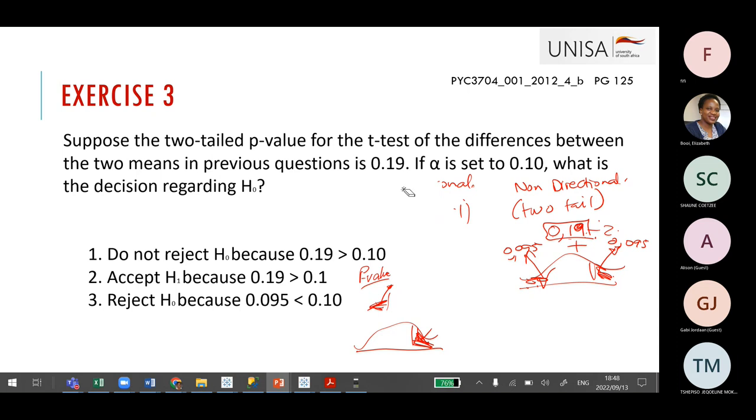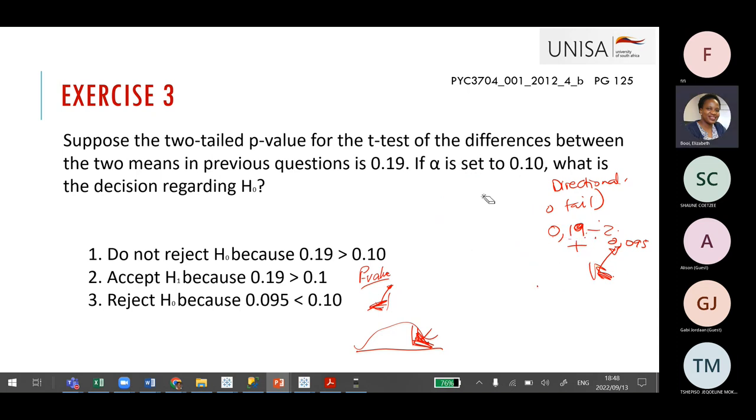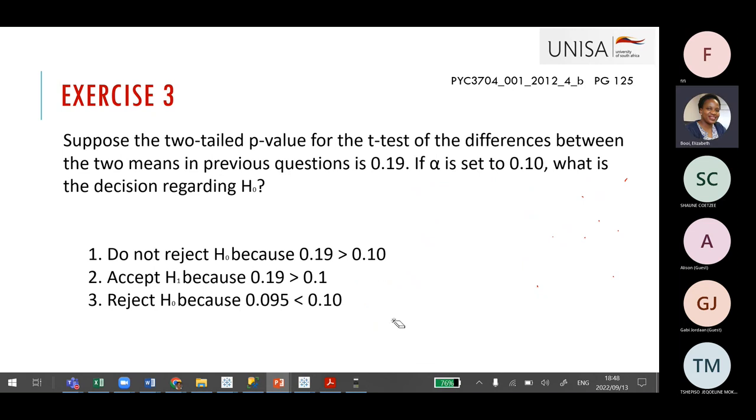That is unrelated to the question that we have on our hands, so let's answer the question. I was just explaining the concept of p-value since we didn't dwell too much on it, so I hope you made note of it. Suppose the two-tailed p-value of the test statistic of the difference between the two means in the previous question is 0.19 and the alpha value is set to 0.10. What is the decision regarding our H naught?